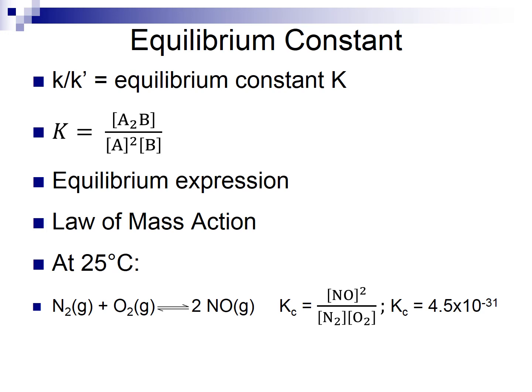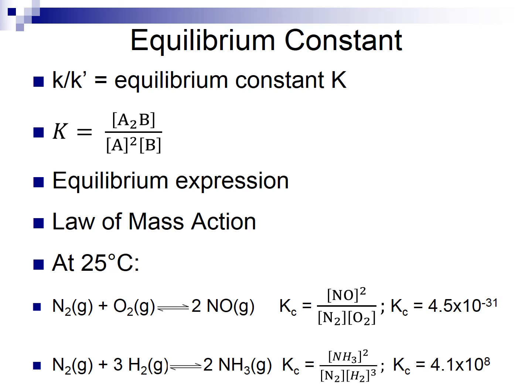At 25 degrees Celsius, some examples of this: nitrogen plus oxygen yielding nitrogen monoxide has a Kc value of 4.5 times 10 to the negative 31. The reaction of nitrogen with hydrogen to produce ammonia has a Kc value of 4.1 times 10 to the 8. We see from this that we've got a very small value in the first reaction, and that very small value indicates that the reaction denominator must be much larger than the numerator. Because the reaction denominator is much larger than the numerator, we can conclude that the reaction is reactant favored. In the second process, the value is large, and from this large value we can conclude that the numerator is much larger than the denominator, meaning the reaction must be product favored.